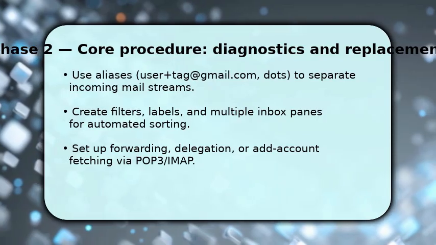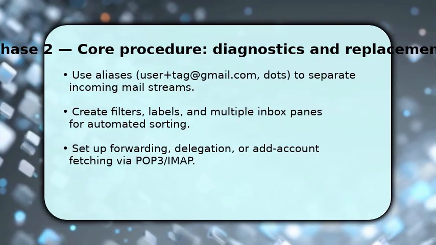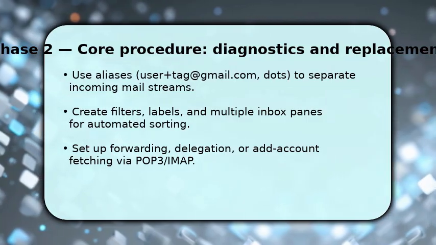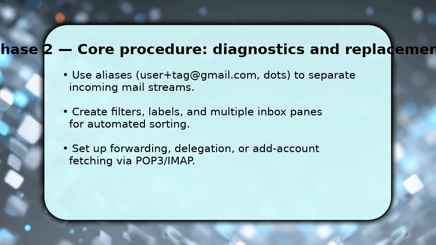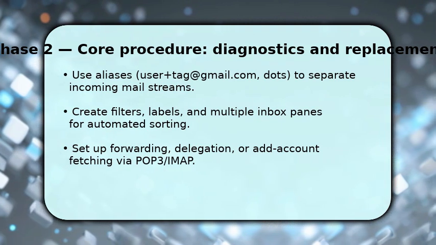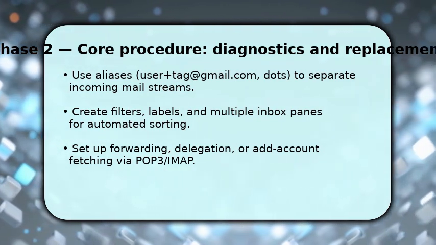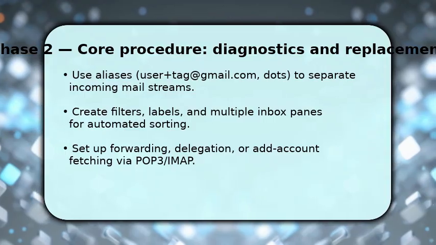This reduces noise. Add multiple inbox panes or configure forwarding and delegated access for team handling. If you use other email services, enable IMAP or POP3 fetching so one account aggregates mail. This keeps everything centralized and manageable.